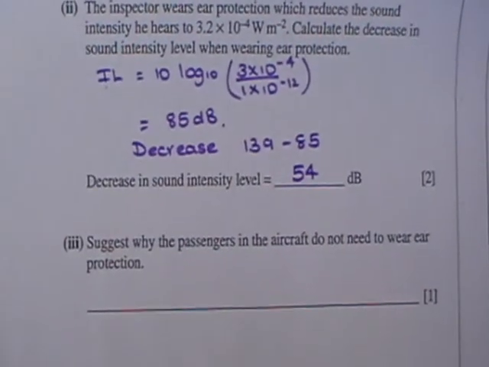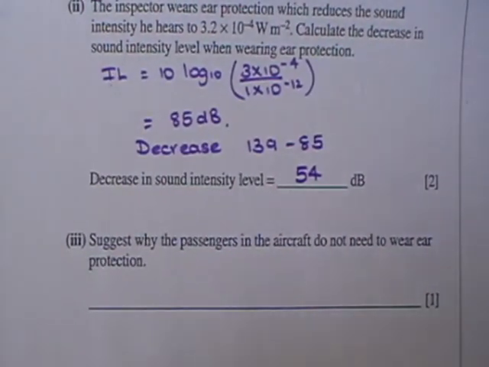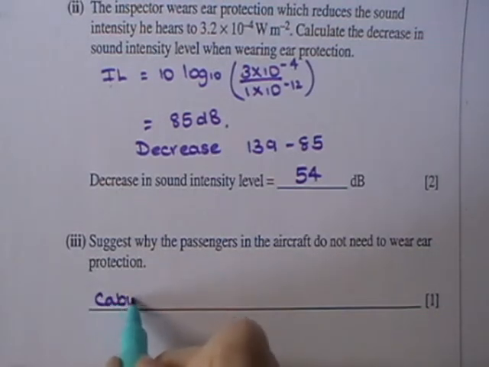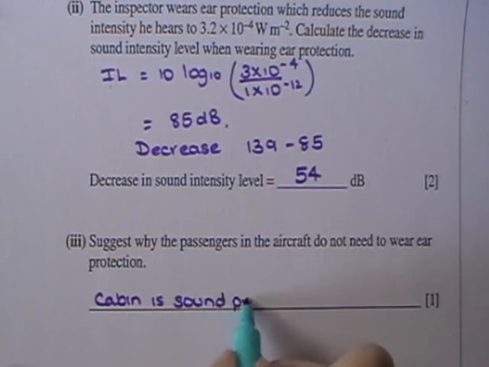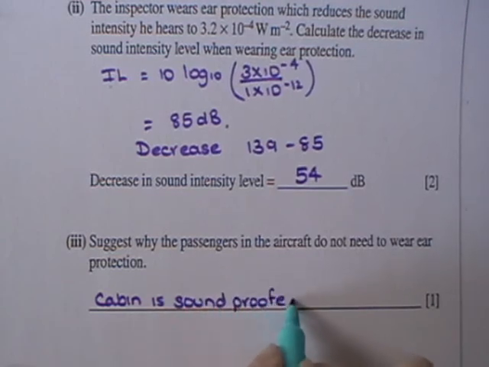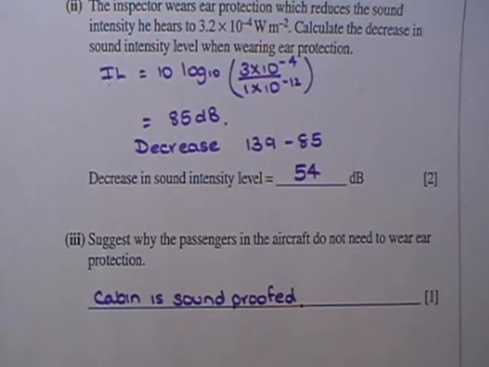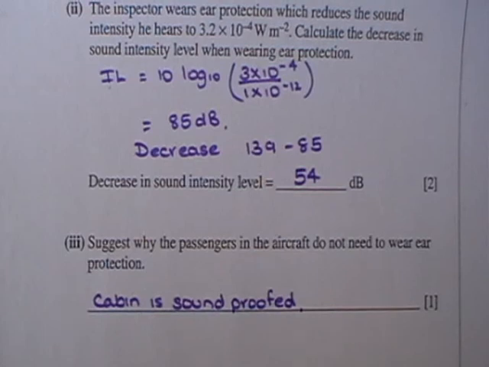Suggest why the passengers in the aircraft do not need to wear ear protection. Well, usually the cabin would be soundproofed. It's probably the best answer there. Also, I suppose that they're not right beside the engines and so on, and there's plenty of soundproofing between them.